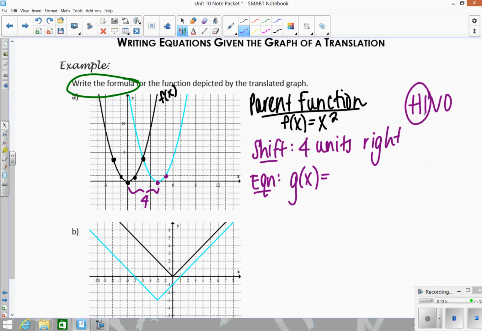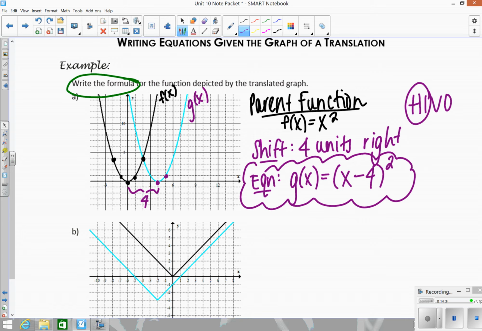When I write my new equation, the shift has to be represented in the inside of the function. So instead of writing x squared, I have to have this quantity squared because my shift has to occur within the function. The function is whatever the input is, you square it. So whatever my input is has to be squared. So it's going to be x, and then instead of plus 4, because we're going to the positive numbers, horizontal, you always do the opposite, so minus 4. So this is going to be my g of x, and my equation is just the quantity x minus 4 squared. So this would be the actual answer to the question.